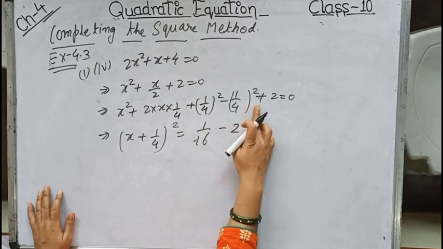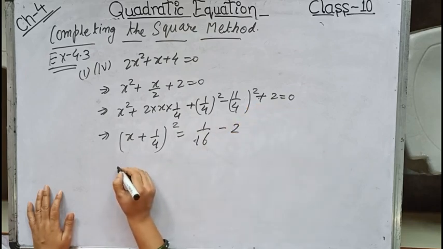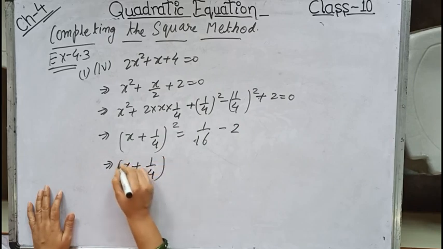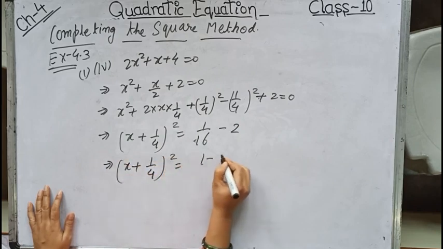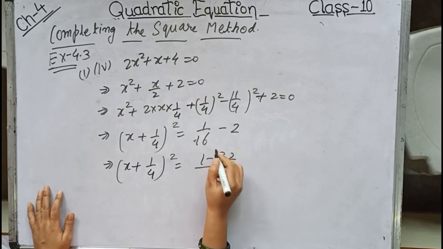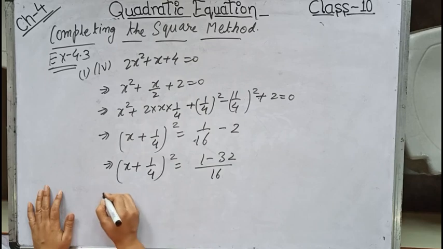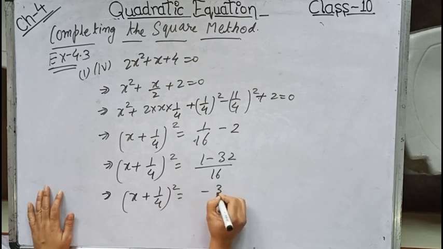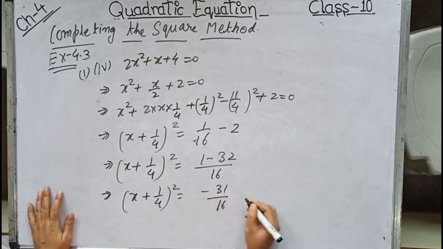minus 2. This will go that side and will become minus 2. This implies (x + 1/4) whole square equals, yes, here we are getting the thing which I wanted, 1 minus 32 by 16. So this implies (x + 1/4) whole square equals minus 31/16.